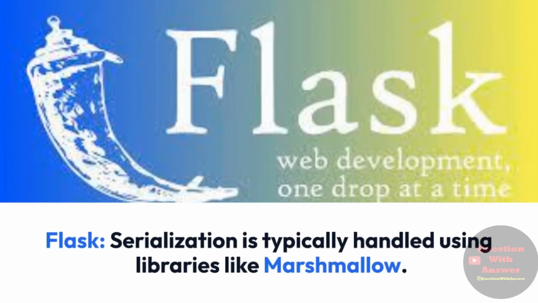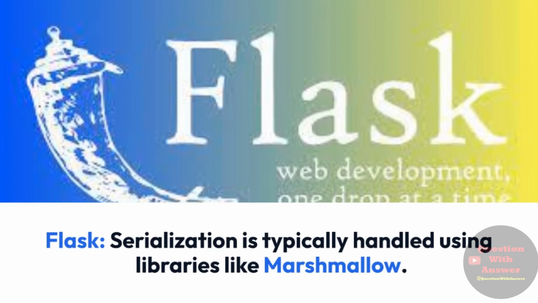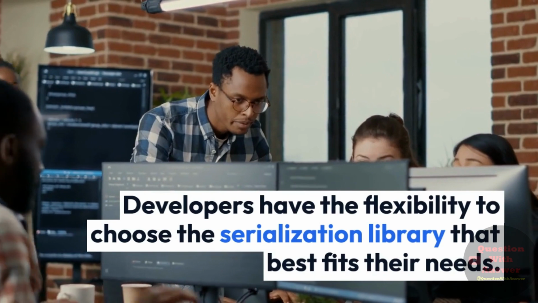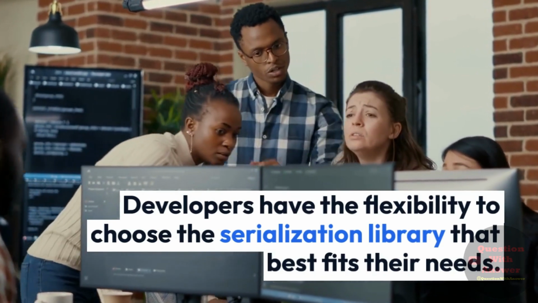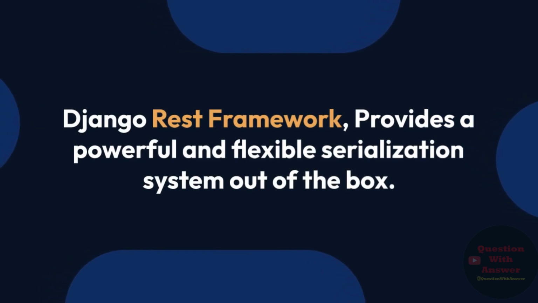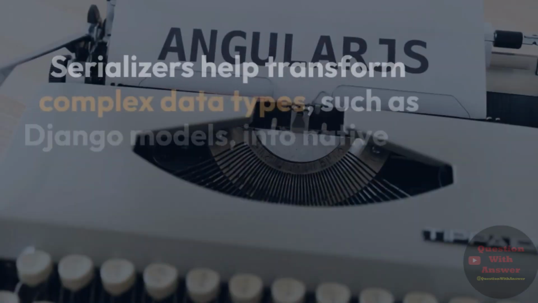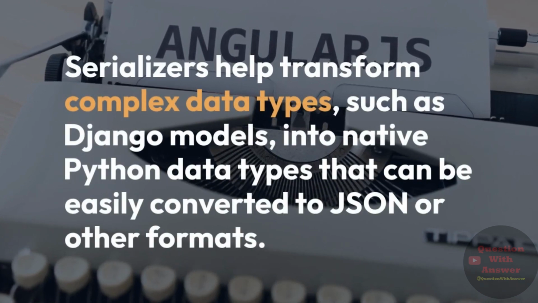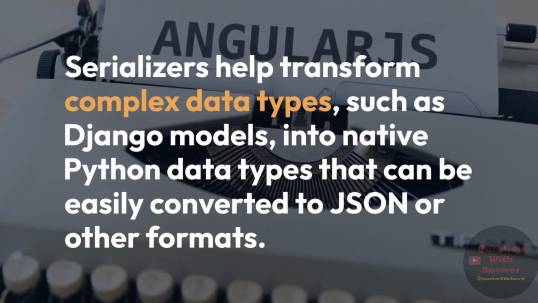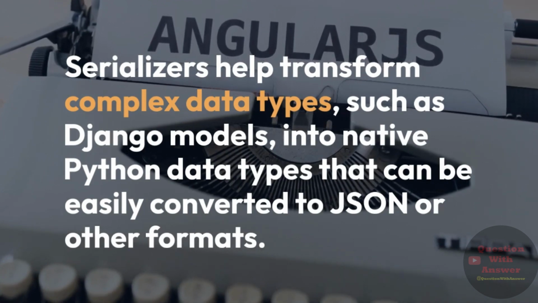Serialization. In Flask, serialization is typically handled using libraries like Marshmallow. Developers have the flexibility to choose the serialization library that best fits their needs. Django Rest Framework provides a powerful and flexible serialization system out of the box. Serializers help transform complex data types, such as Django models, into native Python data types that can be easily converted to JSON or other formats.